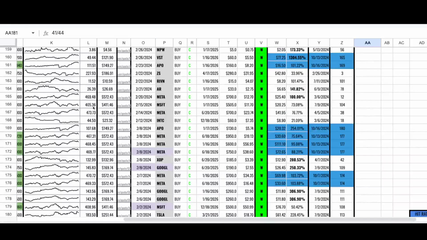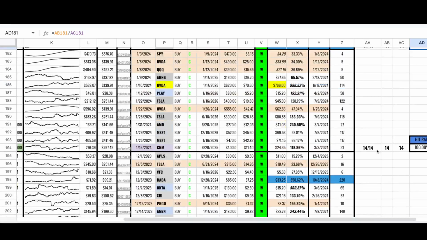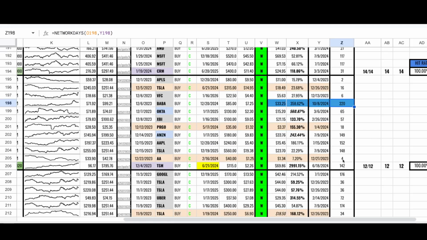41 out of 44 for the month of February. Hit rate still a 93.18%. On average, 167% return. BABA, during that crazy China run-up, we did also notice this one jumped quite a bit, 358% over 220 days.